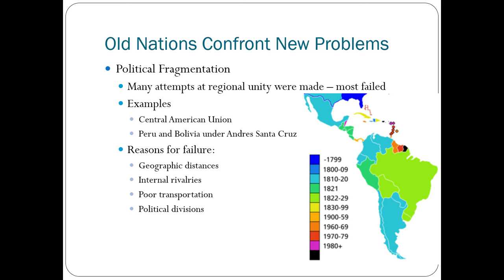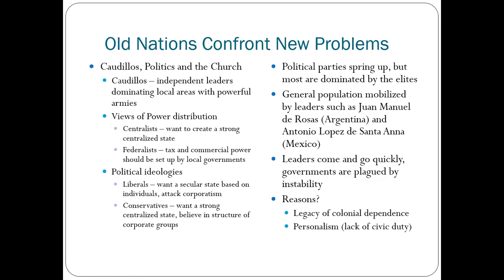And there are 4 reasons for this. First, geographic distances. It's big. Latin America is very large, and it's very difficult to unify the different regions and climates and lifestyles of this very large region. Internal rivalries, poor transportation, and a lot of political division, as we're going to see in just a moment.